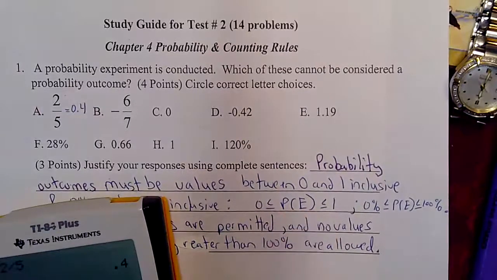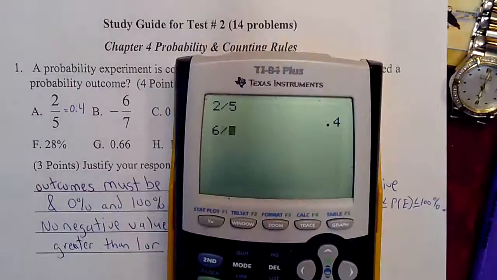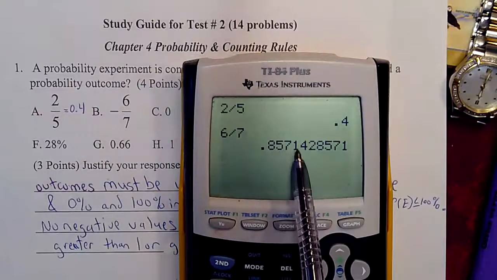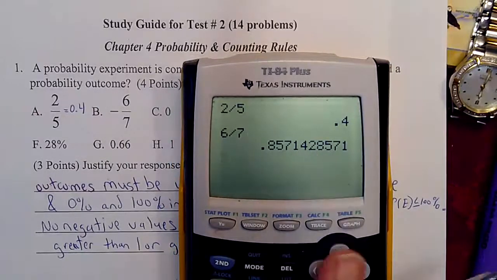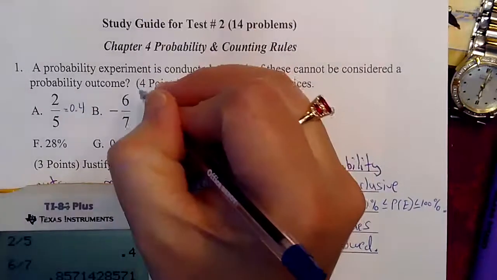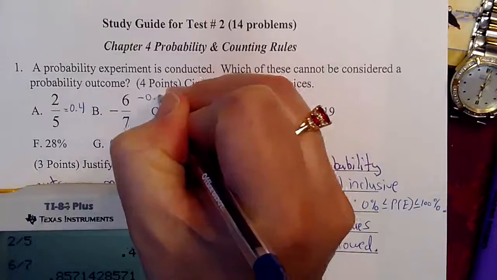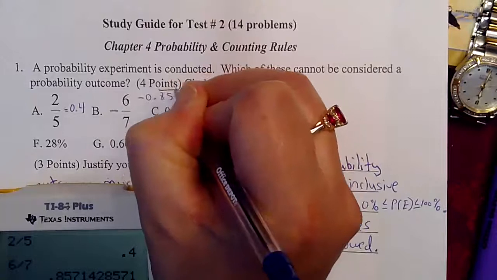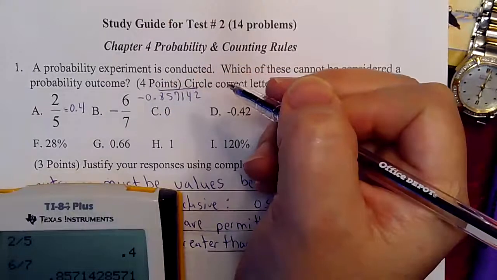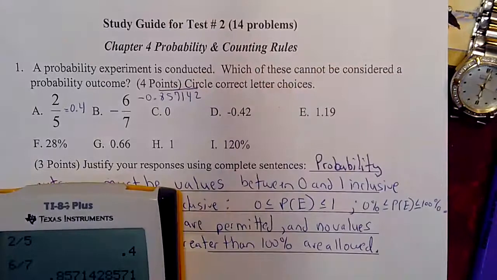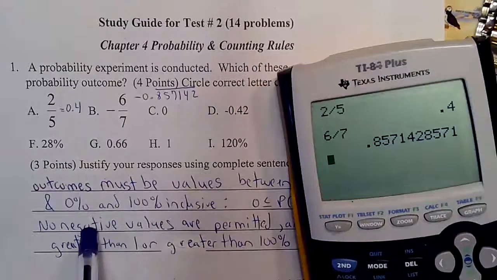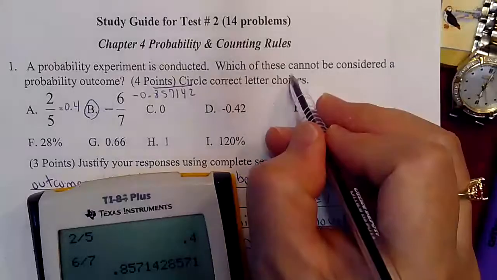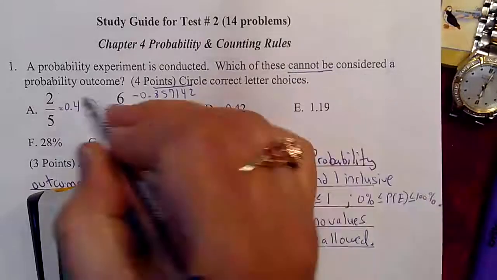Okay. -6/7. So let me just see what 6 divided by 7 is. That looks like it's a repeating decimal. See how it says 8, 5, 7. Well, that actually looks like it's a negative repeating decimal. So I'm going to put the bar over the numbers that start with 8 and that run through 2. And the thing is, it's a negative. And remember we said no negative value. So that's why I'm going to circle that. That cannot be a probability outcome.